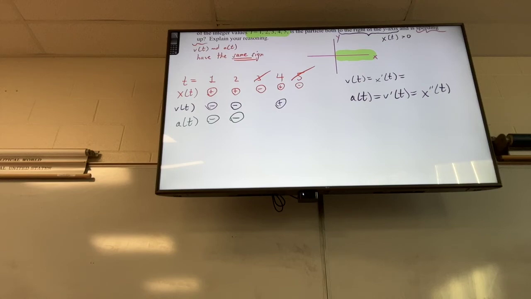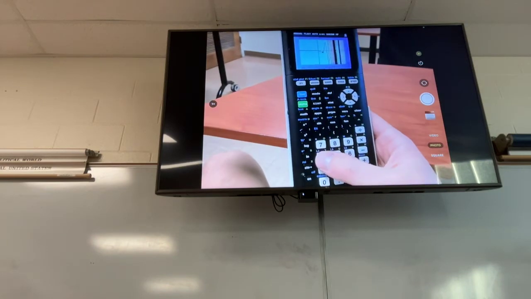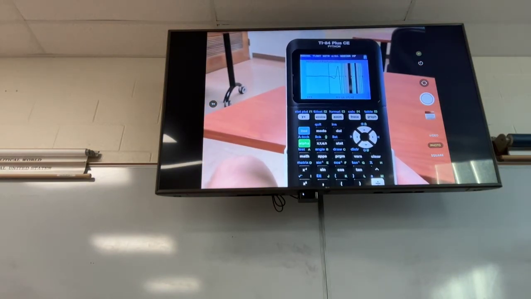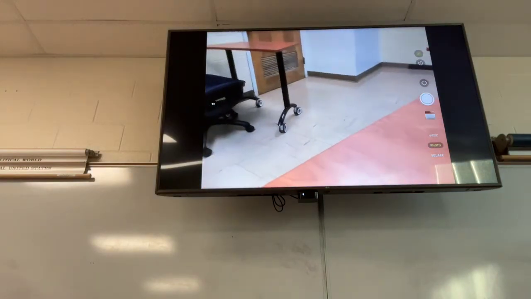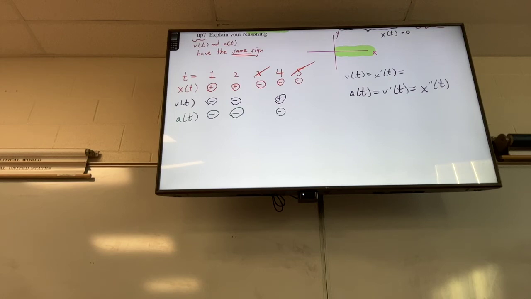Okay, let's go back to here. And then for t equals 4, so trace 4, enter. Our acceleration is negative again. Oh my goodness. All right. Cool. So we got our chart all figured out. Done with the calculator, thank goodness.